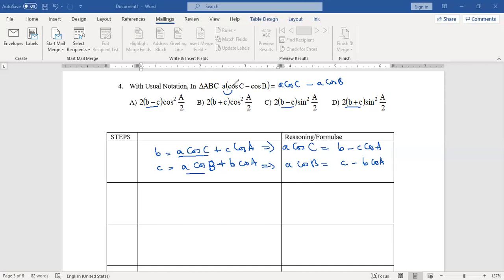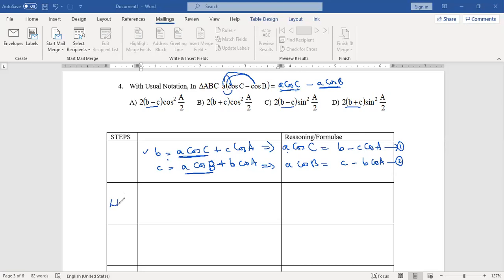See, this question has got A cos C and A cos B, both. Where do A cos C and A cos B appear? The projection rule has these. So take the projection rule and make it the subject. First write the projection rule in which A cos C and A cos B are present, and after that derive A cos C and A cos B as equations 1 and 2.